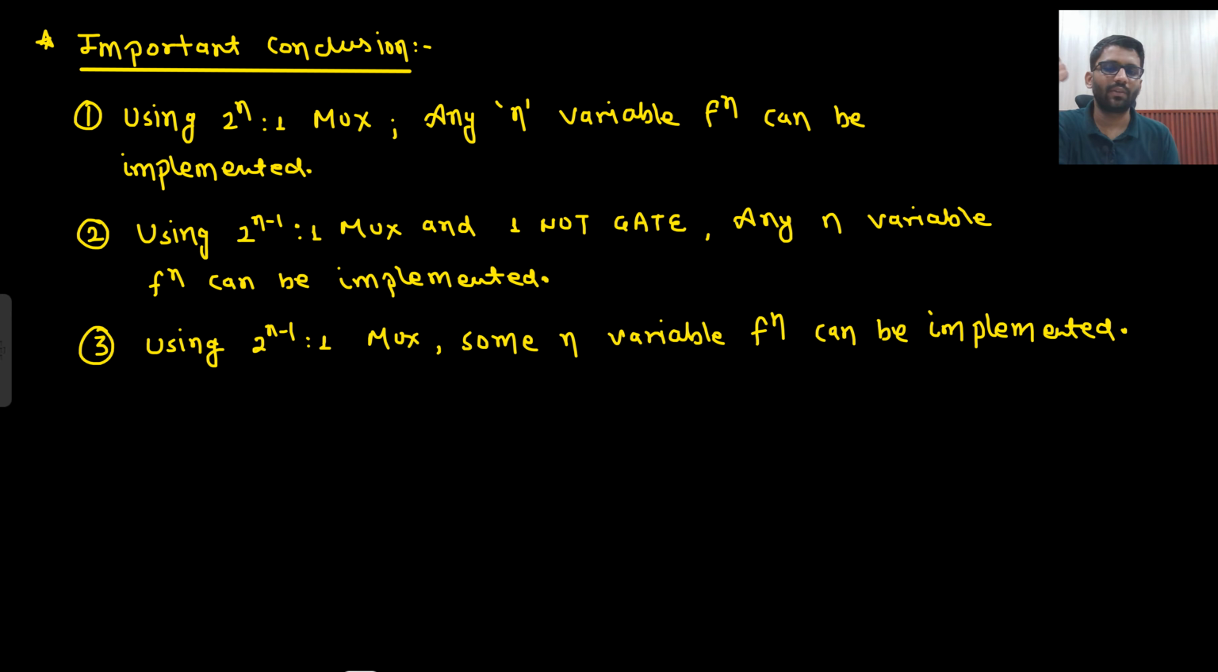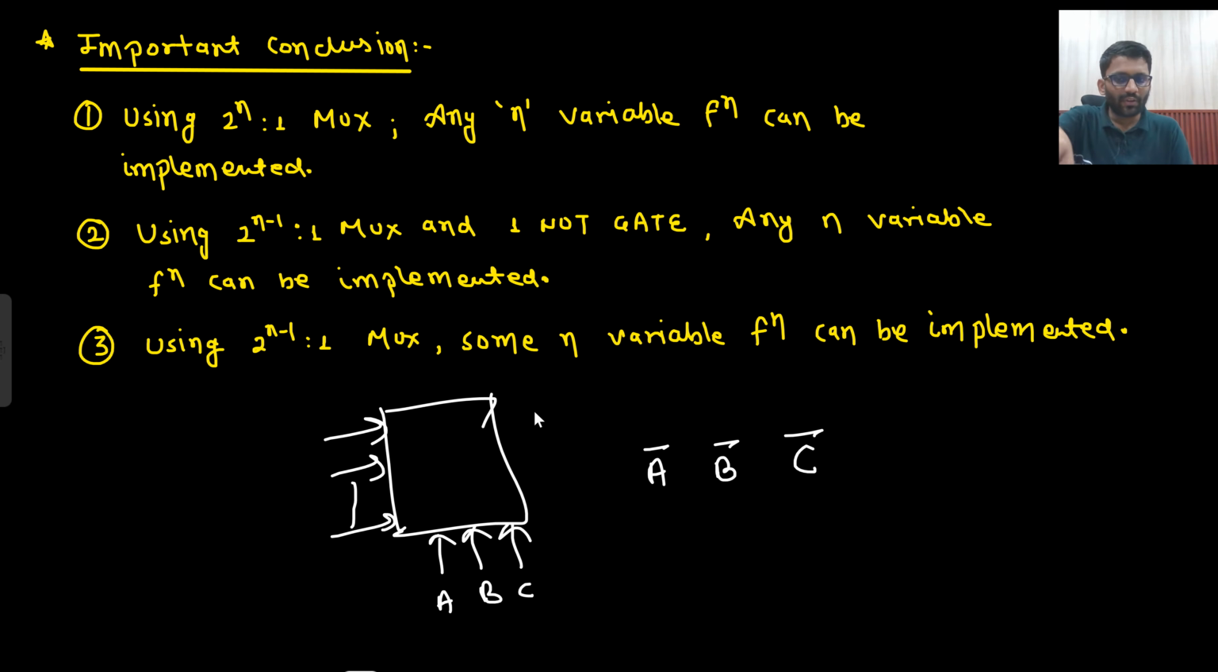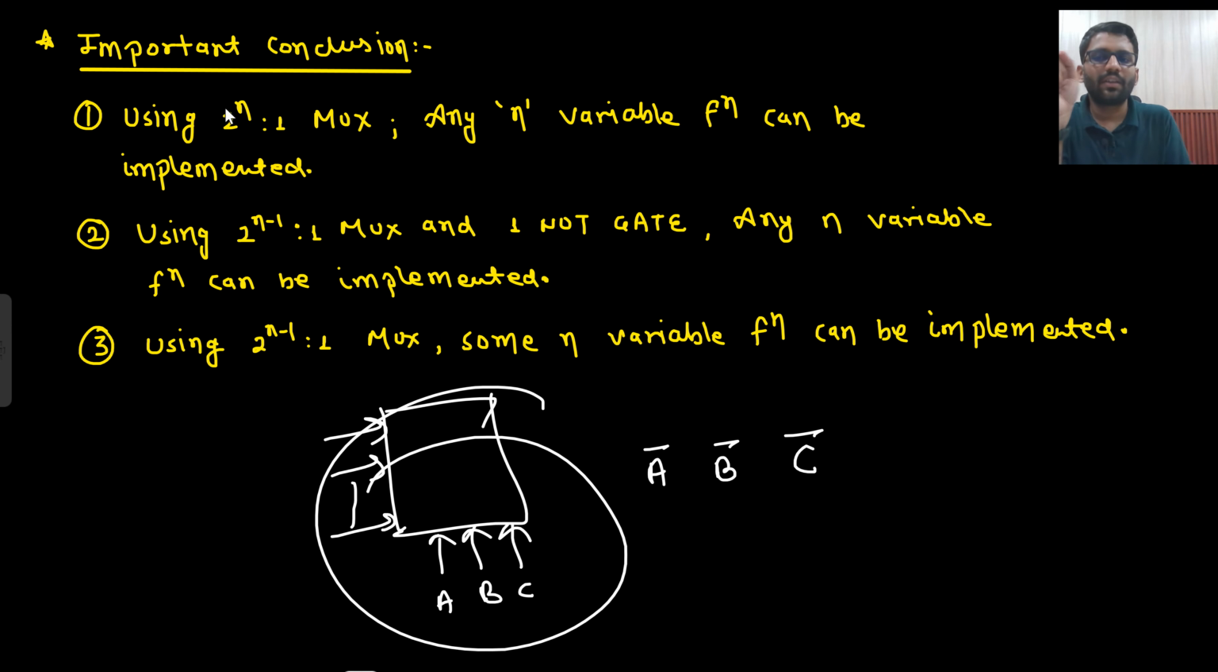Now this is the final conclusion point. There is an important conclusion we have understood. Let's say there is a MUX with 3 select lines A, B, C. Using this MUX I can implement any function. Why so? Because I have A, and this mux has the capability of giving me A bar, B bar, and C bar. Using only one 2 to the power n mux, I can make any n variable function. Say yes or no?